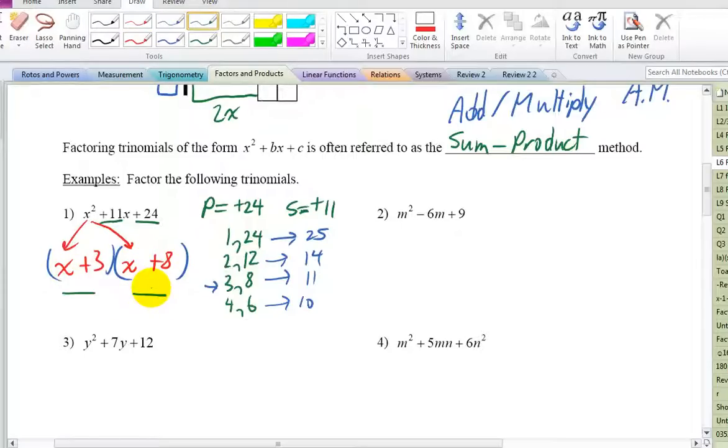2. Or deux for you guys that are in French, right? Okay, so x plus 3, x plus 8. Just got to throw that out there.